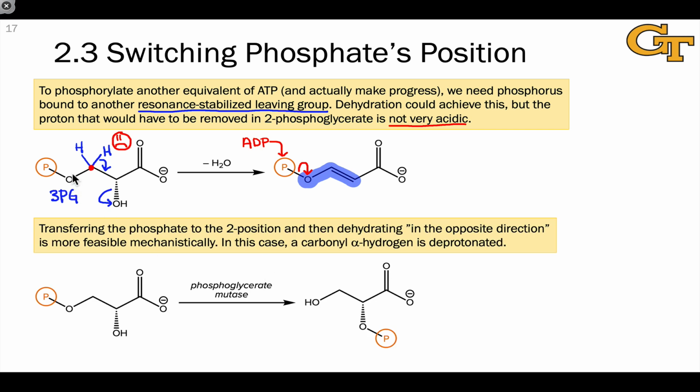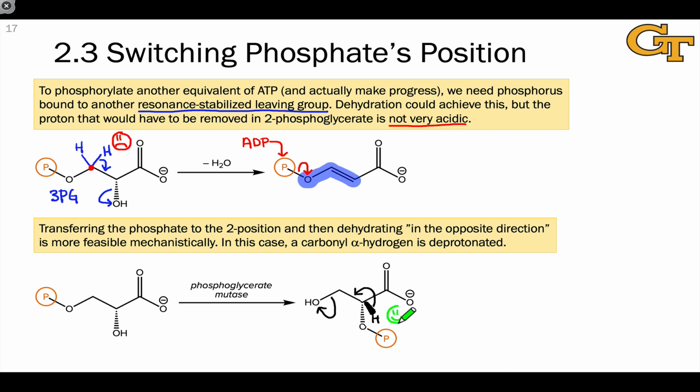The potential alternative involves thinking about the elimination of this oxygen to form the same double bond, but with electron flow kind of in the opposite direction, if you like, from right to left rather than left to right. In order to do that, what we need to do is move the phosphate group from carbon 3 to carbon 2. This will set up a situation in which this hydrogen is now deprotonated in our hypothetical elimination process. Let me just again draw some curved arrows to highlight that. And now we're in a much better situation energetically. This is a much more feasible mechanism.